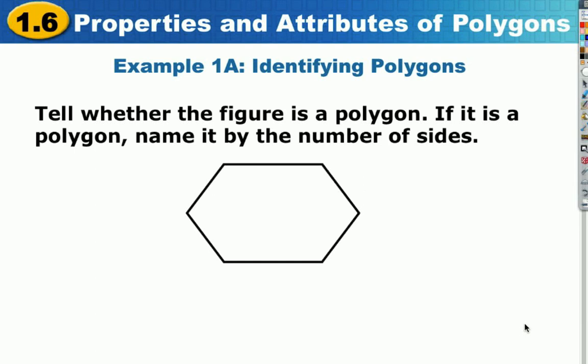All right, give me a thumbs up if you think this is a polygon. Thumbs up if you think it's a polygon. Overwhelmingly, people think it is a polygon. And I will agree. Could someone put it into words as to why? Why is it a polygon? Janae?